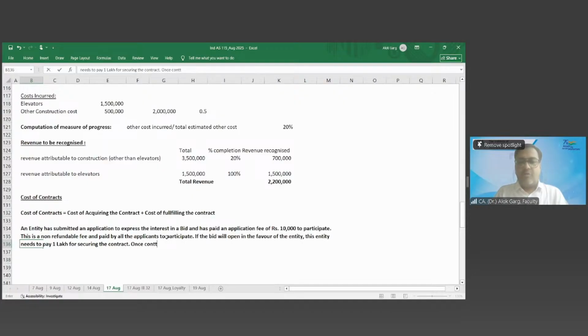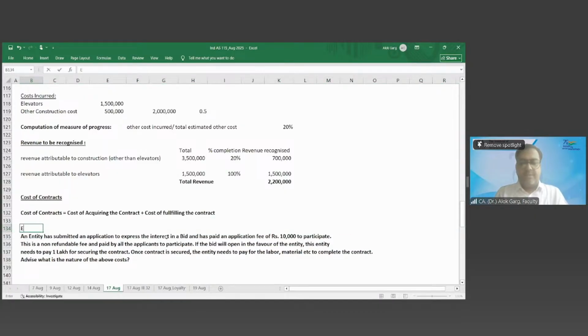Once the contract is secured, the entity needs to pay for the labor, material, etc. to complete the contract. Advise: what is the nature of the above costs? Tell me, what is the nature of the above costs?